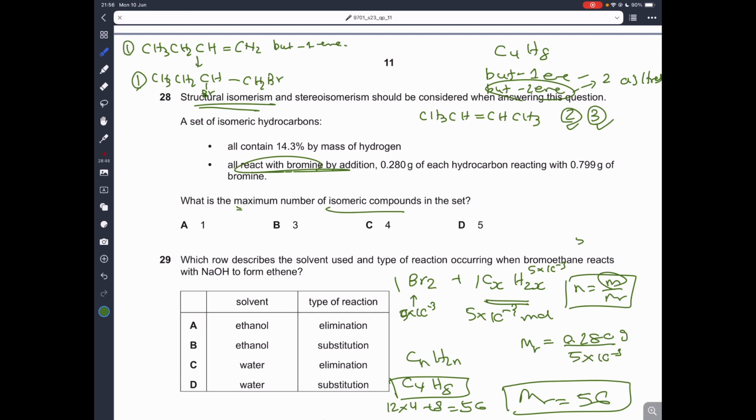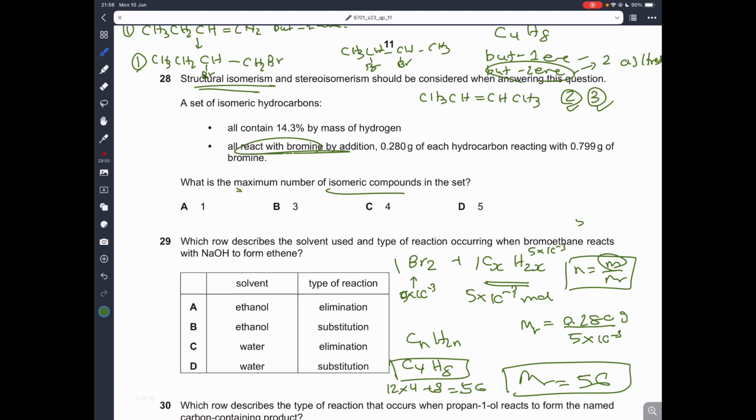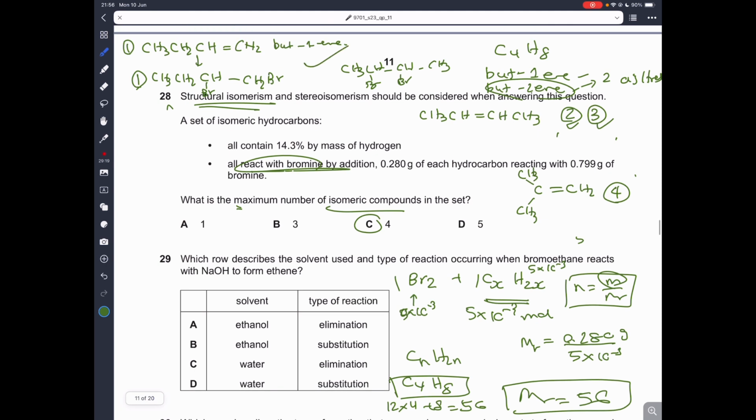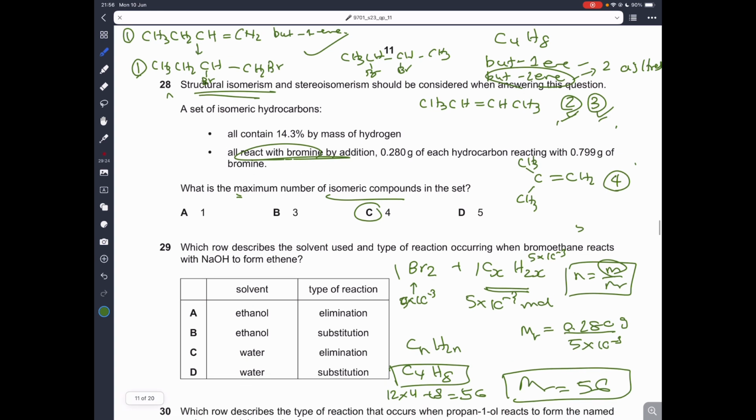Okay, and then we will react it with bromine to give CH3, CHBr, CHBr, CH3. Okay, and the fourth one is actually the structure which is C, CH2, CH3, CH3. And this is our fourth structural isomer. So if we think about it like this, there will be 1, 2, 3, 4. So there will be 4 isomeric compounds: one from the but-1-ene, two from the cis-trans of but-2-ene, and another one from this isomer.